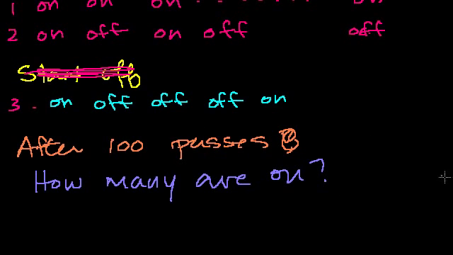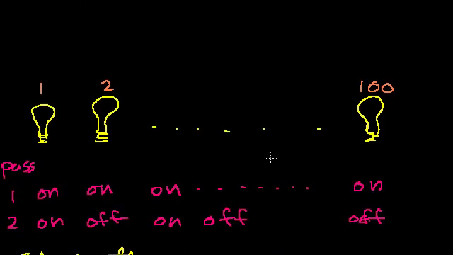How do you figure out of the 100 which ones are going to be on? And you should be able to do this in your head. You don't have to make an Excel spreadsheet and actually do all the on and off switches. How do we know? So the first question is, how many of these are going to be on after I do 100 passes?